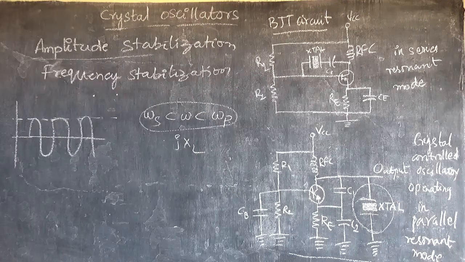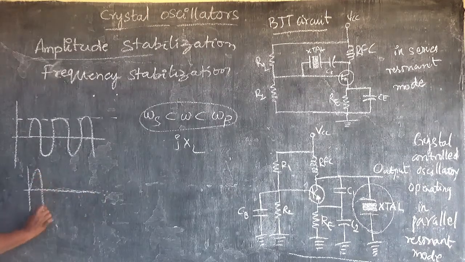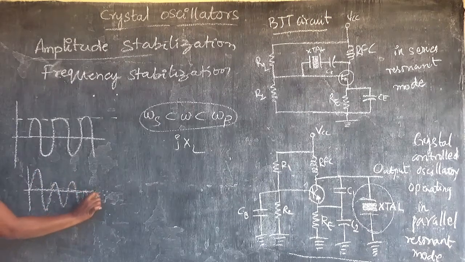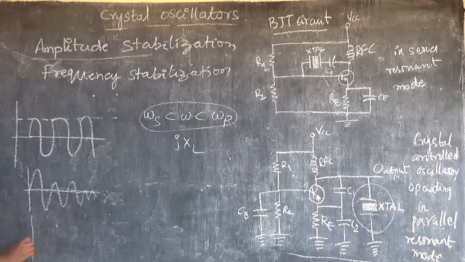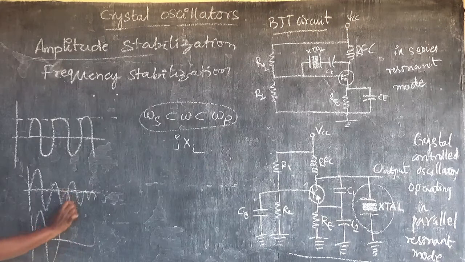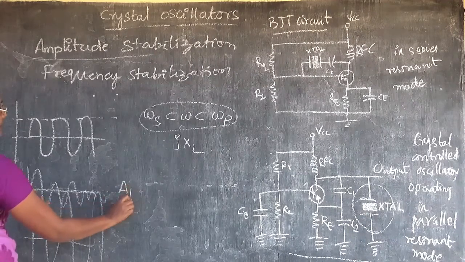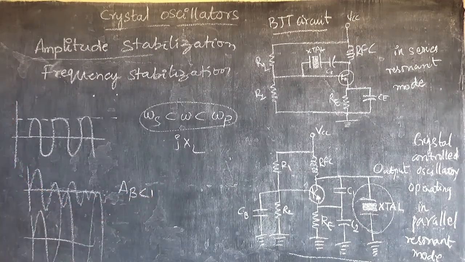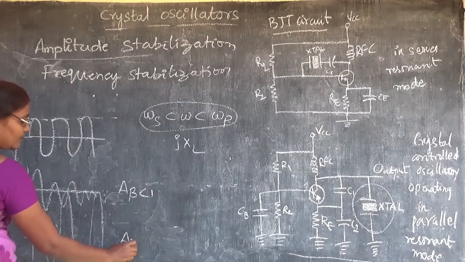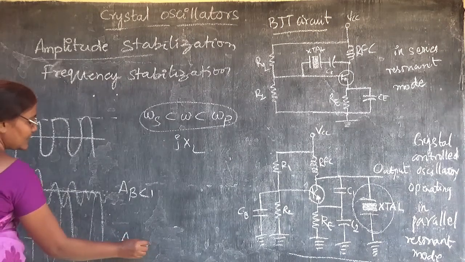But actually, what happens is we can get damping oscillations, and we can get increasing amplitude oscillations, as we have seen. When will we get the damping oscillations? When A beta is less than 1. When will we get the increasing amplitude oscillations? When A beta is very much greater than 1.